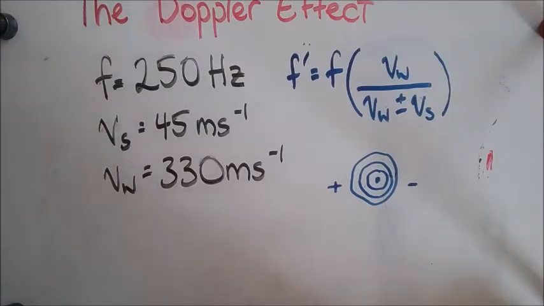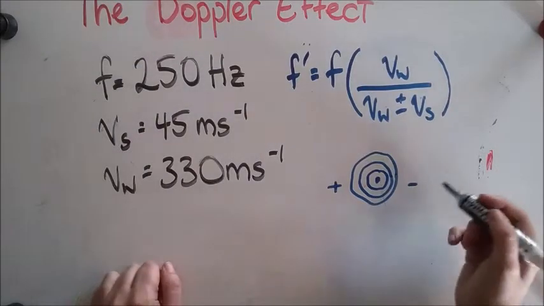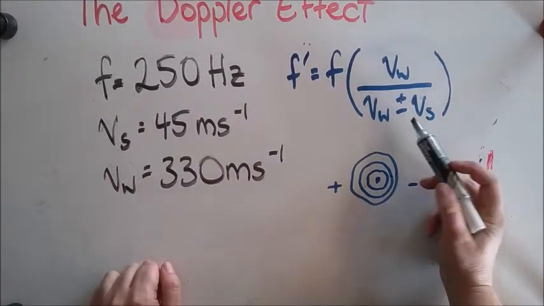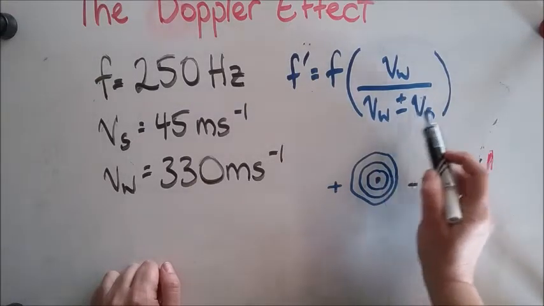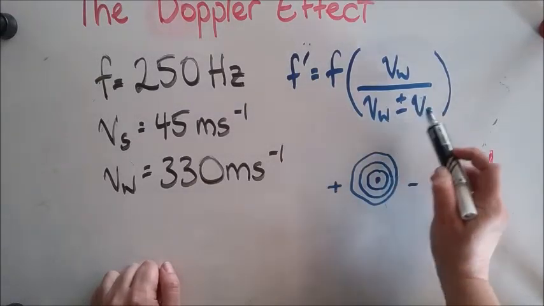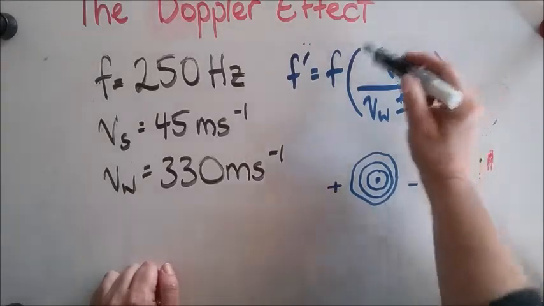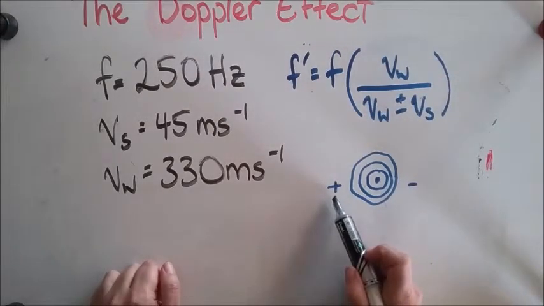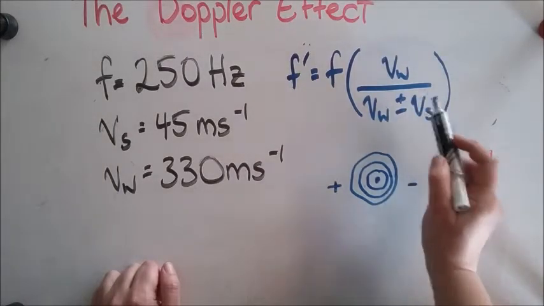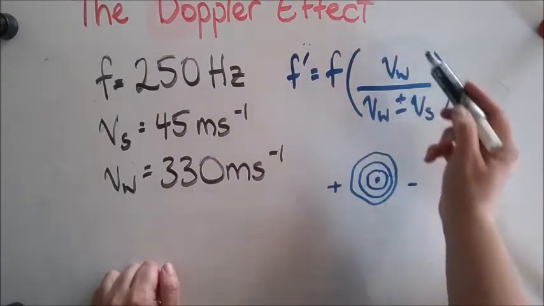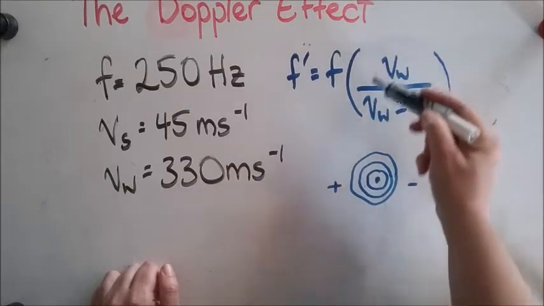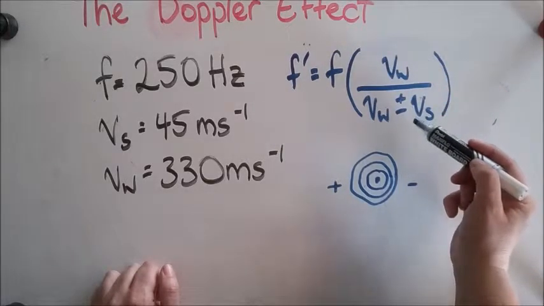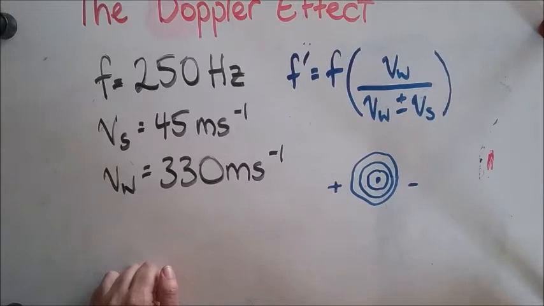You can work it out from first principles if you prefer, but remembering it is going to probably be easier. As you're approaching, you make a minus so that you make this bottom line smaller, therefore making this whole fraction greater than 1. As you're receding away, you plus it, making this line bigger, making this whole multiplier less than 1, therefore changing the apparent frequency.